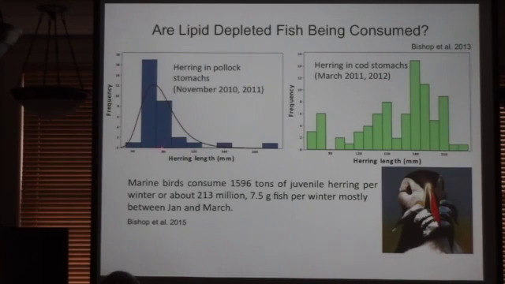So herring in pollock stomachs, and this was in November 2010 and 2011, tend to be on the smaller size than the larger fish. And there was a significant amount of herring in cod stomachs as well. So we think groundfish and seabirds are certainly really important predators of fish, and might be taking fish that are smaller and need to go out and forage more in the wintertime.